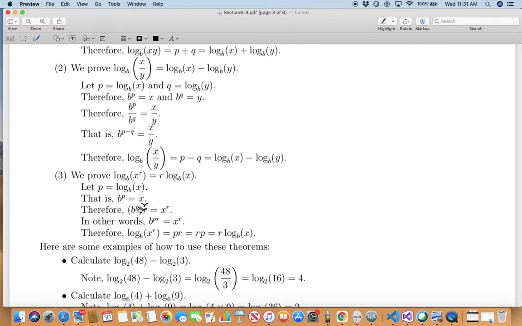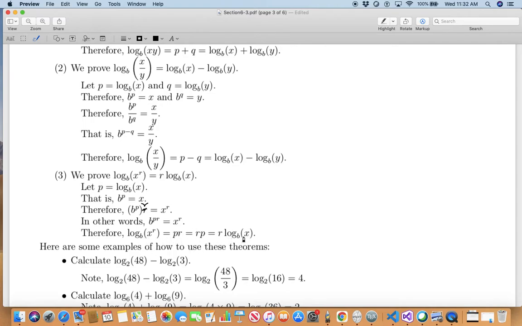Well, power of power is product of powers. So b to the PR is x to the r. What does that mean? Log base b of x to the r is P times r. I'm rewriting P times r as r times P. r is r, P is log base b x. So you got the result.